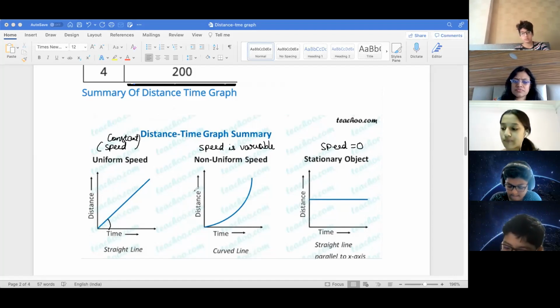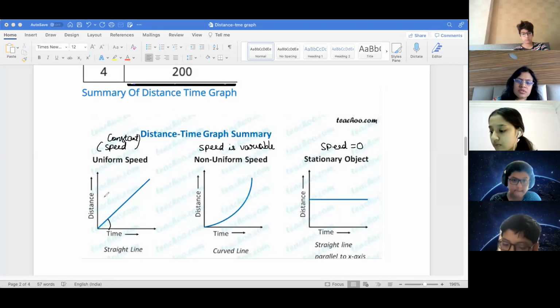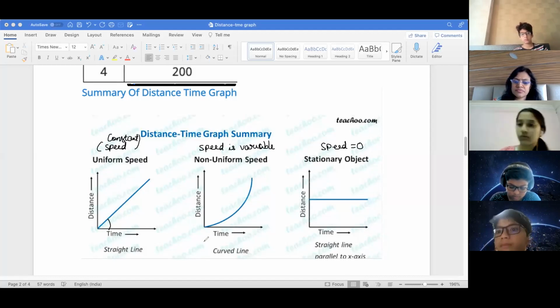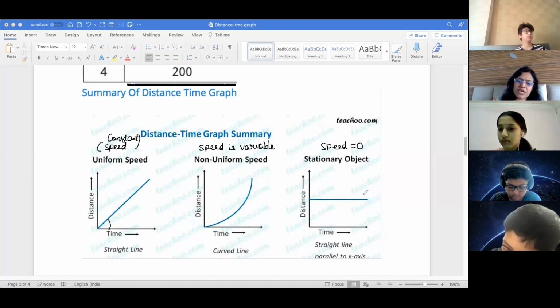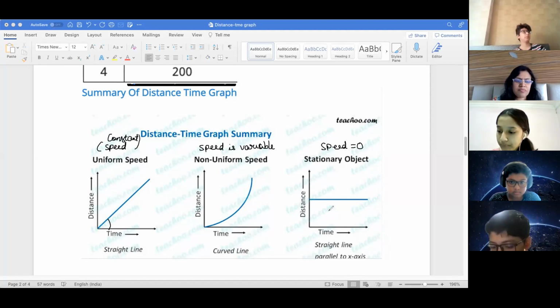Okay. And you already know how to find out the speed from the graph just by finding the slope of the graph. Okay. So here speed is 0. You cannot find a triangle. You cannot make a triangle of this horizontal line. So this is speed is 0.